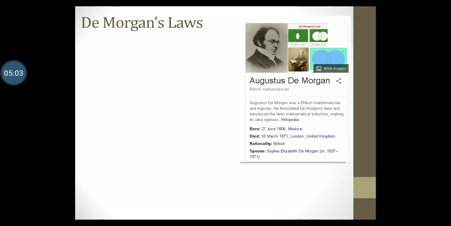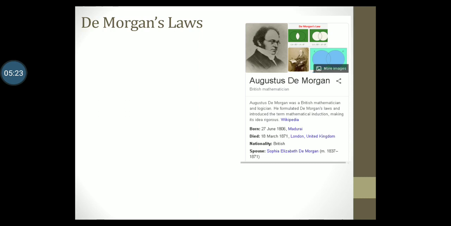De Morgan's laws. This famous mathematician by name Augustus De Morgan was born in Madurai, India to British parents. His father, in fact, worked for the East India Company. He formulated a pair of transformation rules which are now famously called De Morgan's laws.